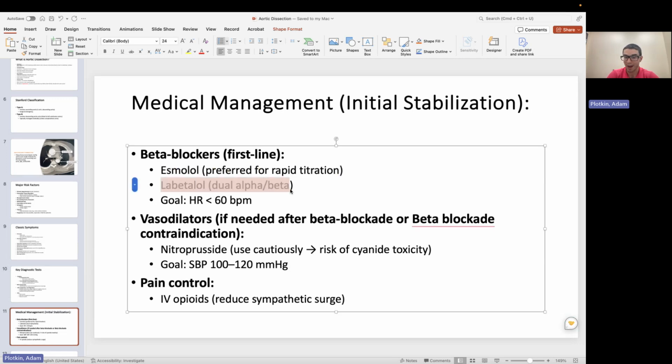Labetalol is also a good option. It's got dual alpha and beta properties. Our goal heart rate is less than 60 beats per minute.